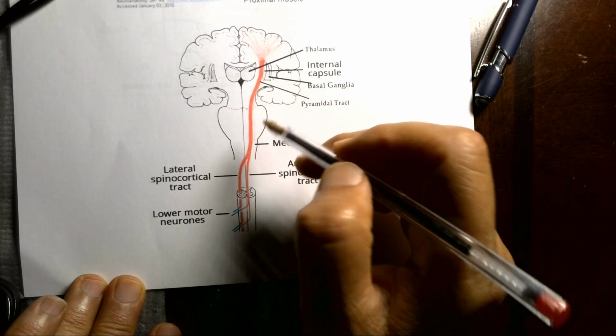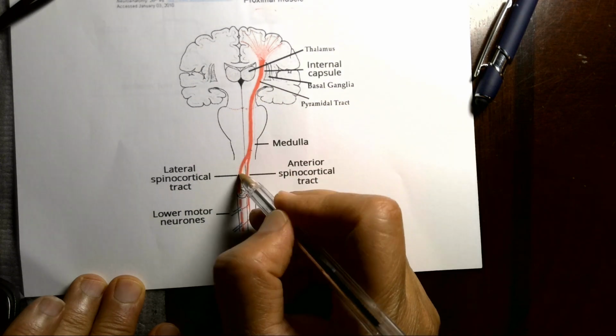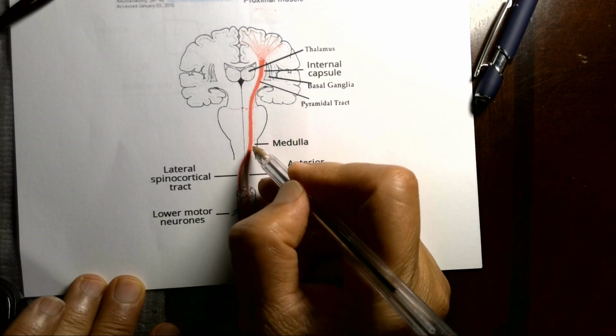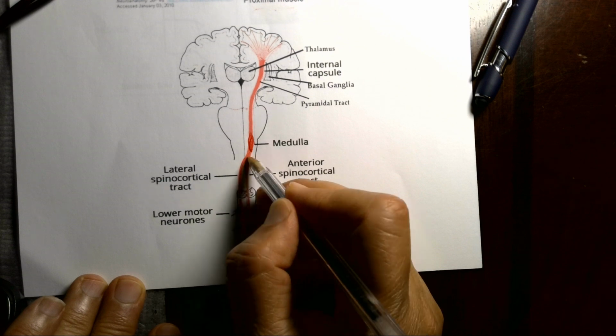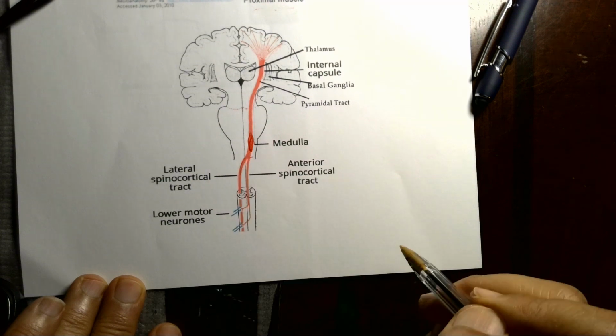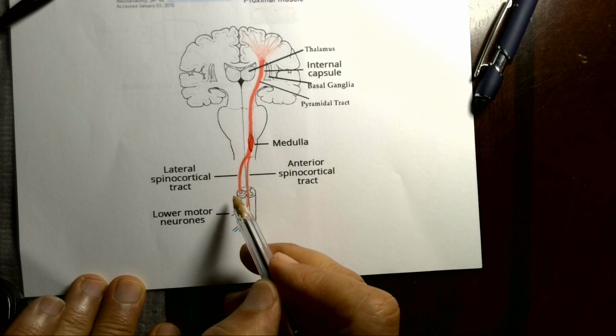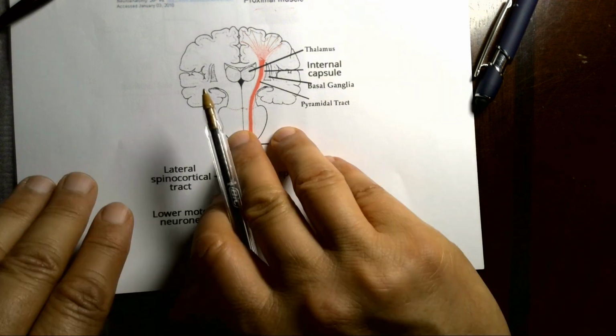In the medulla, they cross to the opposite side. They form what we call the pyramid here, okay, in the medulla. Then they cross and they have what we call decussation, pyramidal decussation, then going to the opposite side of the body. So this is the corticospinal tract.